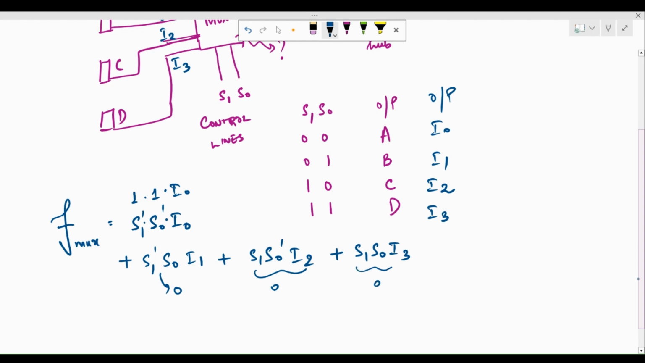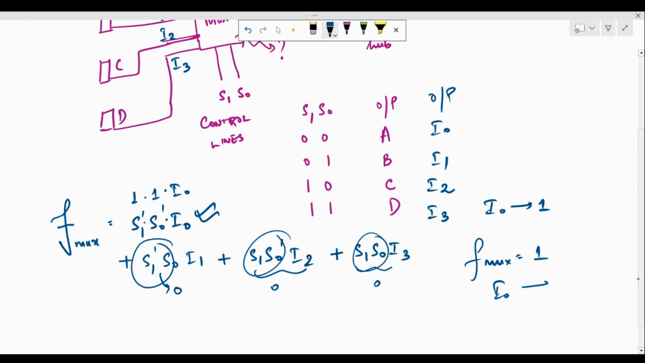So no matter what I1, I2 and I3 are, the combination of S1 and S naught in these expressions will make it 0. When S1 and S naught are 0, 0, only this term is valid and I naught is ANDed with it, which means if I naught is 1, then F MUX is also going to be 1. If I naught is 0, F MUX is also going to be 0. That is, when S naught and S1 are 0, 0, the output F MUX is nothing but I naught, be it 1 or 0. So this is the interpretation of this particular expression.